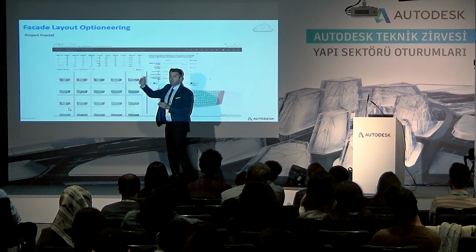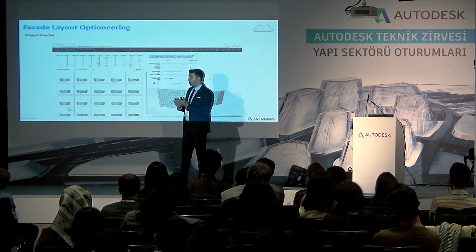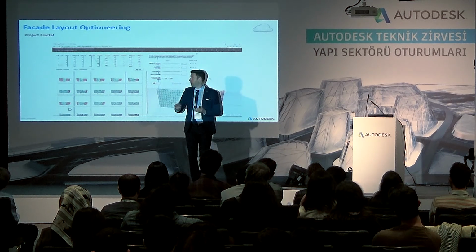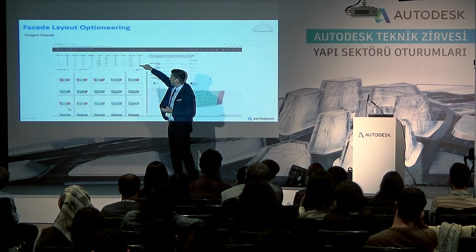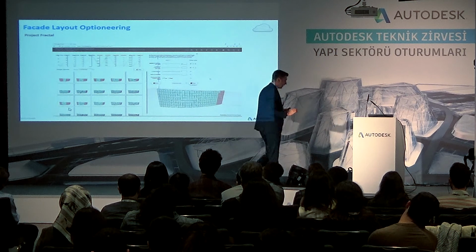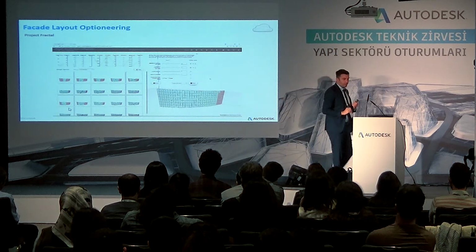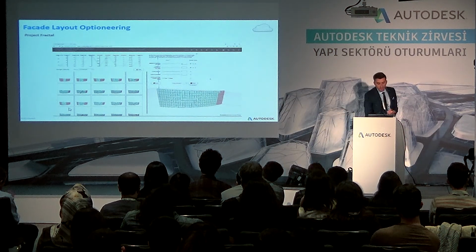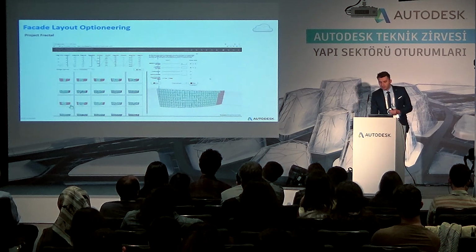Then we can apply another filter. Let's say I want planar deviation less than 5 millimeters. So again, I can filter here only the ones that are under 5 millimeters. So Project Fractal is actually a tool that is used for design optioneering, and it can help us choose the best design.